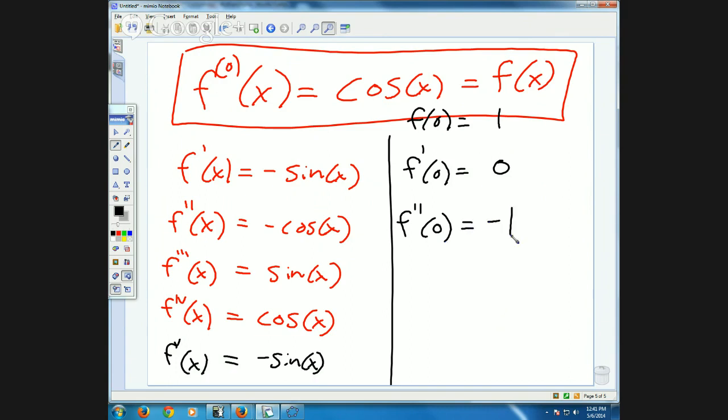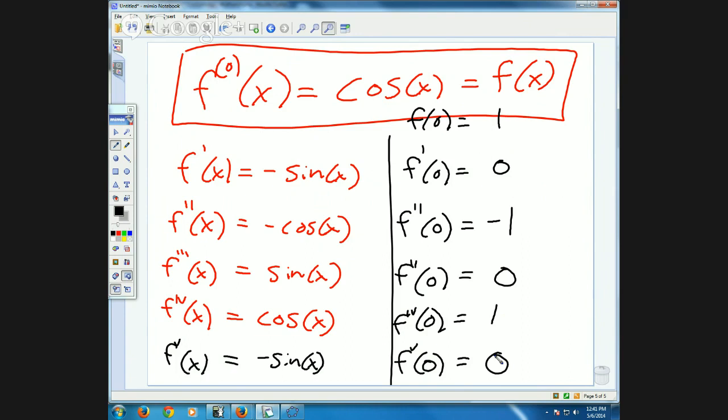F triple prime? Negative 0. F fourth prime, and just for fun, if we went for the fifth one, what would it be? 0. As a coefficient, that means it disappears. So this is interesting. For this particular Taylor polynomial, the odd terms vanish, but the even terms remain.